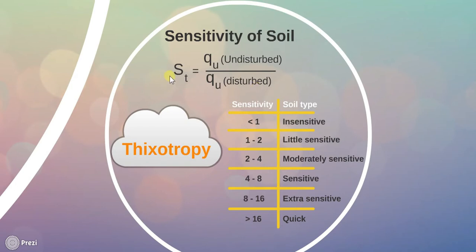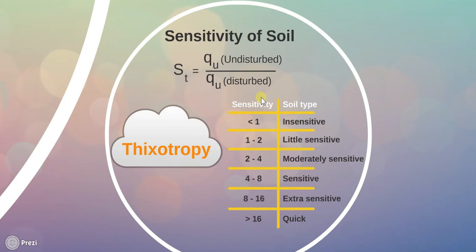Sensitivity is denoted by capital S with suffix T. The equation of sensitivity is S_T equals Qu (undisturbed) upon Qu (disturbed). Qu is nothing but the unconfined compressive strength of the undisturbed soil sample, and Qu (disturbed) is the unconfined compressive strength of the disturbed or remolded sample. Do remember that both values should be at the same water content.